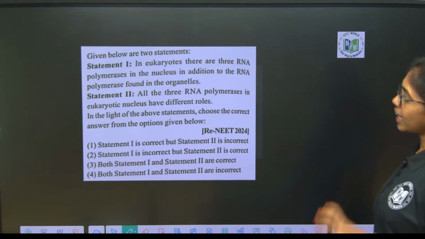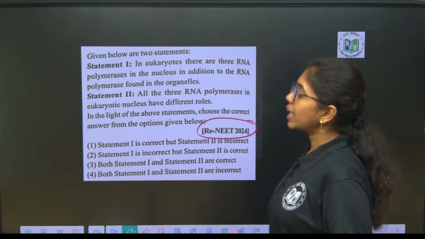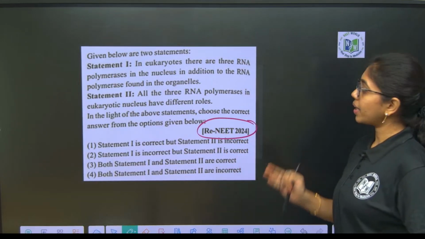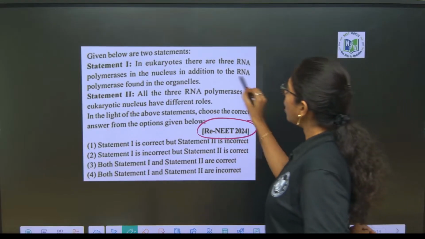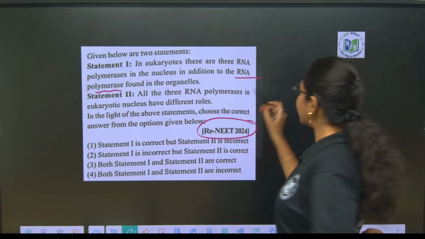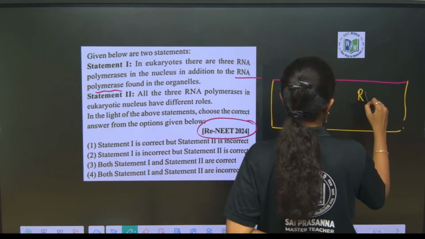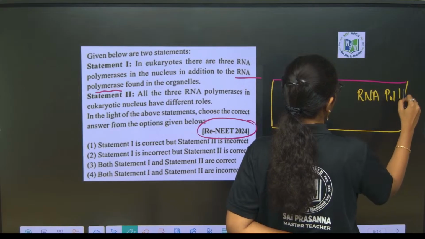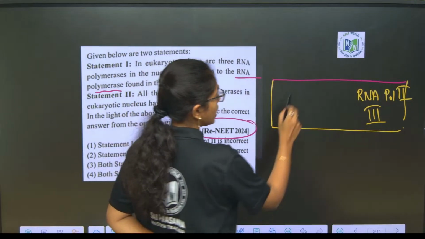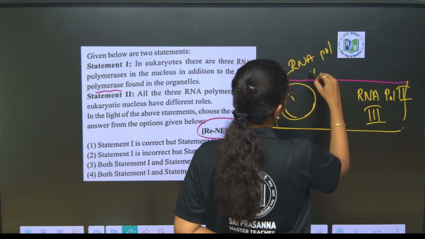Next question, again a statement based question that appeared in NEET 2024. Given below are two statements. Statement 1, in eukaryotes there are 3 RNA polymerases in the nucleus in addition to the RNA polymerase found in the organelles. True. In a eukaryotic cell, inside the nucleus we have 3 RNA polymerases. What are they? RNA polymerase 2 and RNA polymerase 3 are present inside the nucleoplasm. Inside the nucleolus, RNA polymerase 1 is present.